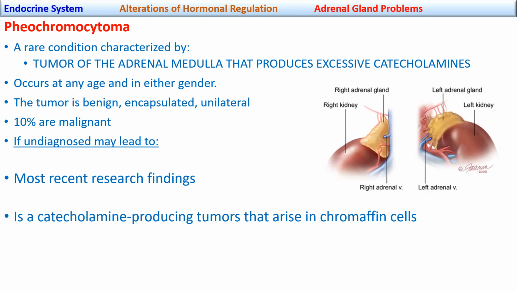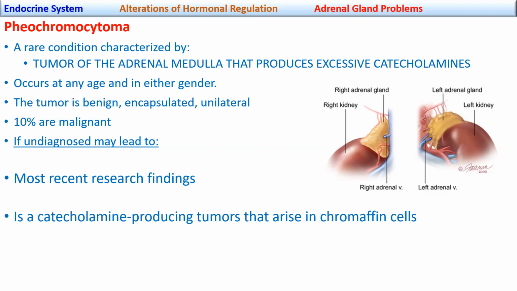Pheochromocytoma. Pheochromocytoma is a rare disease that affects the adrenal gland, in which most of the time patients have a tumor affecting the adrenal medulla, with excessive production of catecholamines, which are epinephrine and norepinephrine. We know that epinephrine and norepinephrine are very vasoconstrictive and will increase the blood pressure.